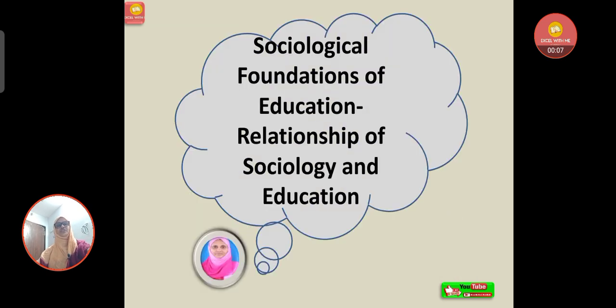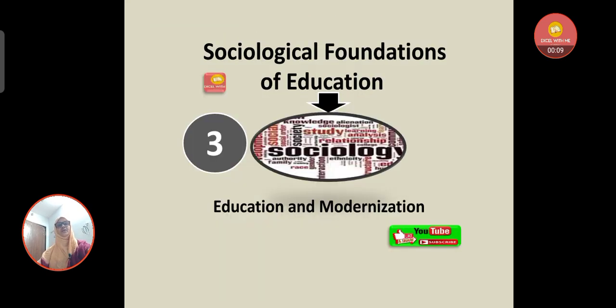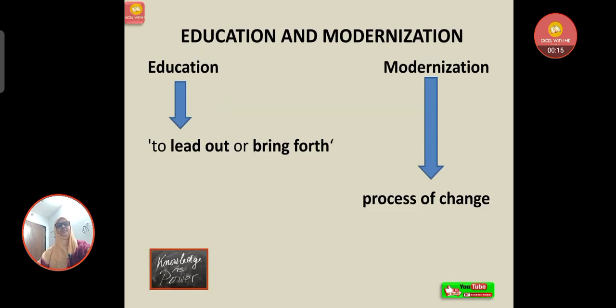In our class today, Sociological Foundation of Education, we are going to discuss the third topic, Education and Modernization. Education and modernization, two words here. Education, we have already learnt in previous classes, is to lead out or bring forth, to gain knowledge. Now modernization, that is a process of change. That means whatever already exists, bringing something new to that is a process of change, that is modernization.